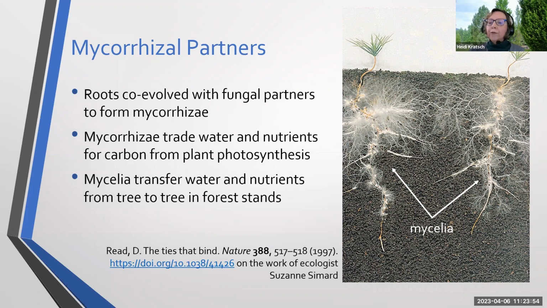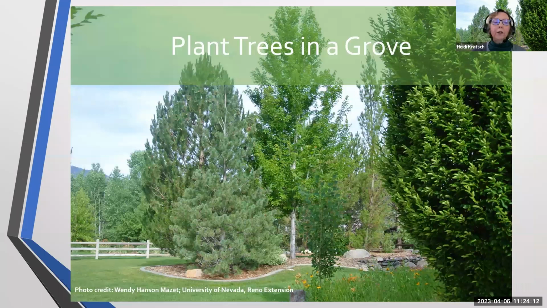In an undisturbed forest system, these fungal symbionts actually can transfer carbon, water, and nutrients from tree to tree, which helps younger and weaker trees within that forest system to survive. And you can apply those dynamics of forest ecosystems to your own landscape and to other landscapes by planting trees in islands or in groves, which helps to foster these below ground microbial relationships.